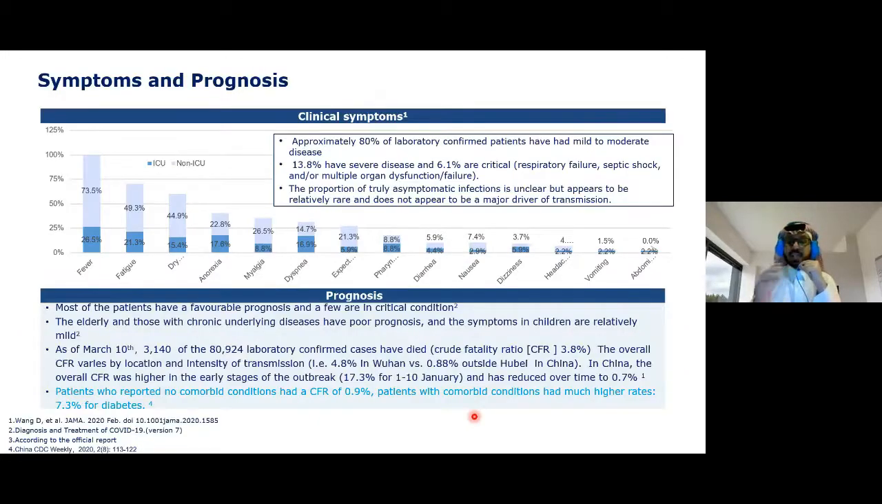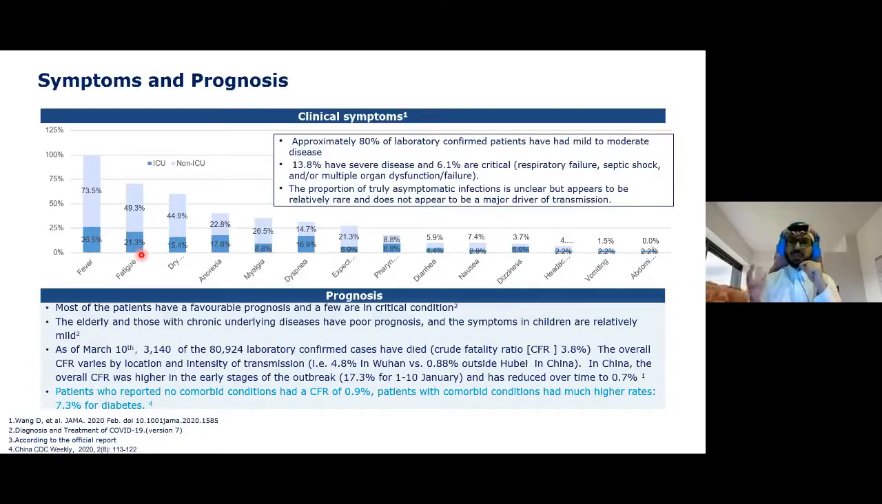Usually the signs and symptoms are variable. Fever is common in the non-ICU setting; however, in the ICU setting it is up to 26%. Fatigue is also present in the non-ICU setting up to 50%, and in the ICU setting up to 20%. There are multiple other signs and symptoms like anorexia, myalgia, dyspnea, diarrhea, nausea, dizziness, headache, vomiting, loss of smell, and loss of taste. Sometimes these are signs and symptoms of COVID-19.